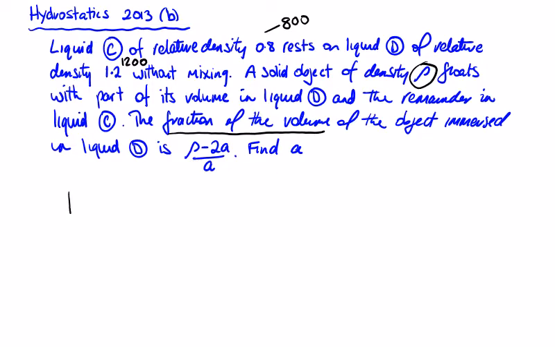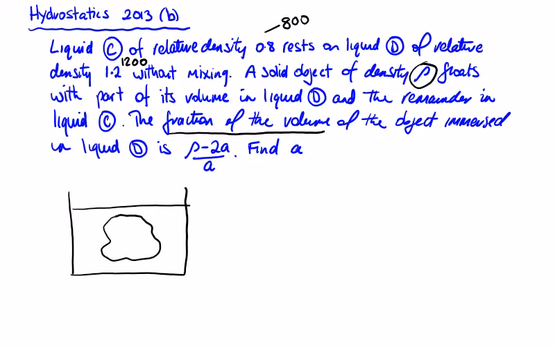Okay, so let's do a little diagram here. We have an object immersed. We have two liquids. Which one is on top? C and D. Okay, so we're looking at forces going on here. We have buoyancy of C and buoyancy of D, and we have the weight of the object.